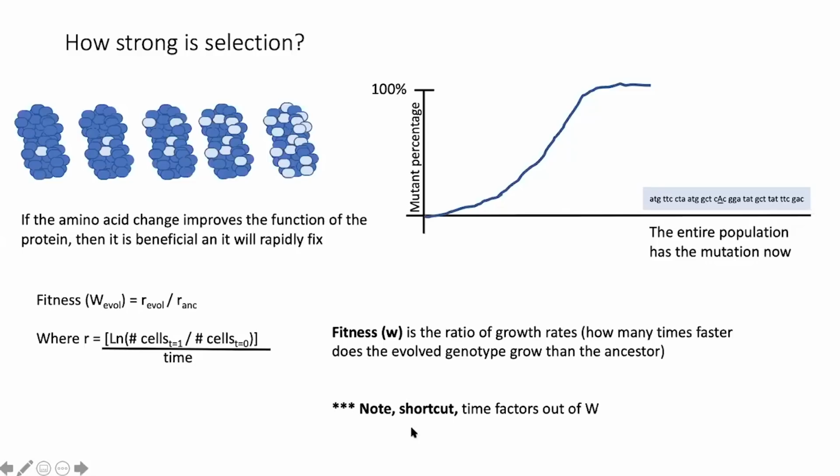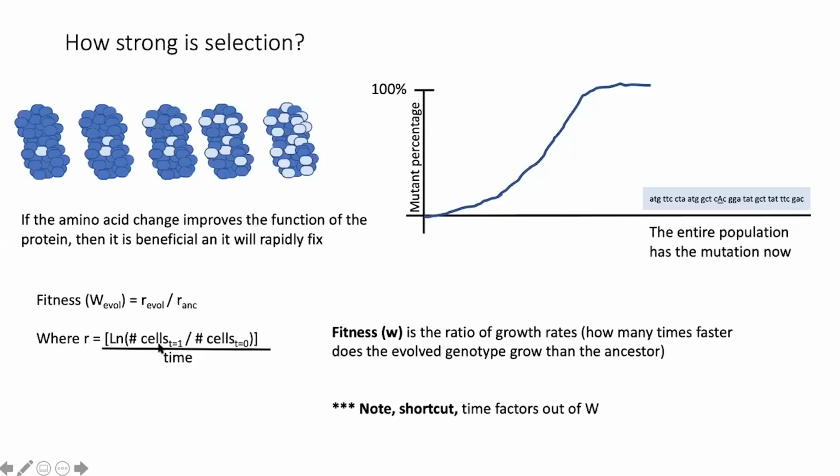And so this is our measurement, our way of estimating Darwinian fitness. This is W, and this is W for the evolved. So we have the growth rate of the evolved divided by the growth rate of the ancestor. And what is growth rate? Well, this is an equation that we derived from that exponential growth equation, and that growth rate R is equal to ln of the number of cells at the time point at the end of the experiment. Remember, we're running these competition experiments in order to measure R, measure relative R, and be able to estimate fitness.